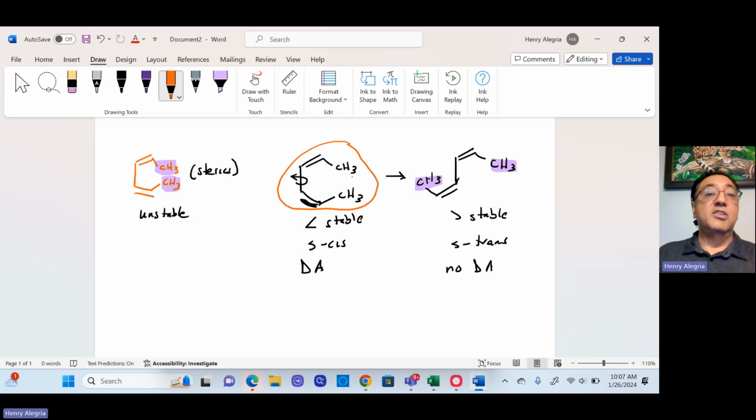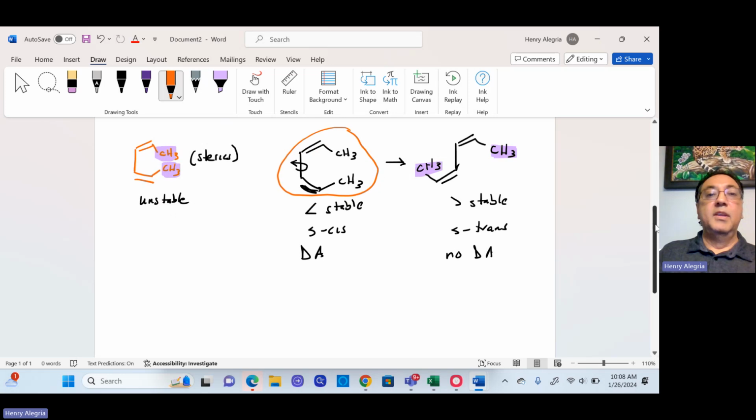Now, it doesn't mean that this doesn't undergo the Diels-Alder totally, right? It just means that it doesn't really want to undergo the Diels-Alder, and what little Diels-Alder it undergoes will be based on the small percentage that's in the S-cis. So you won't get very good yield. You have that problem, right?